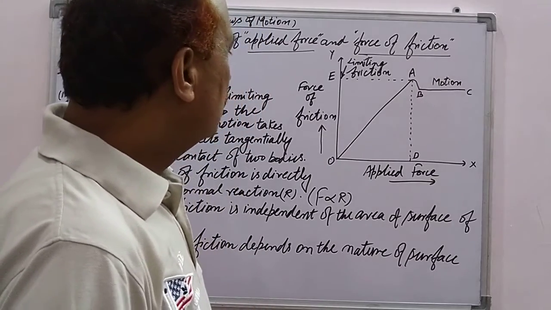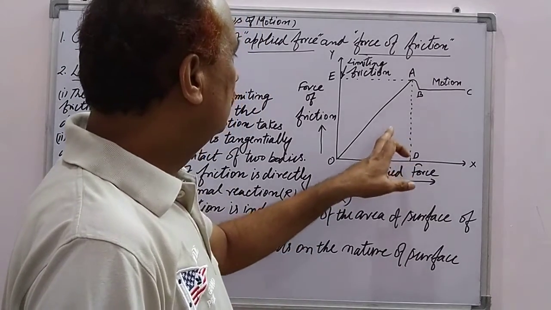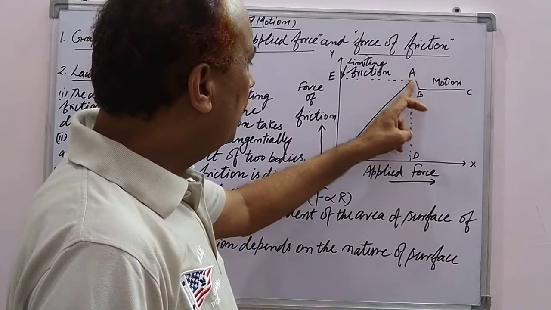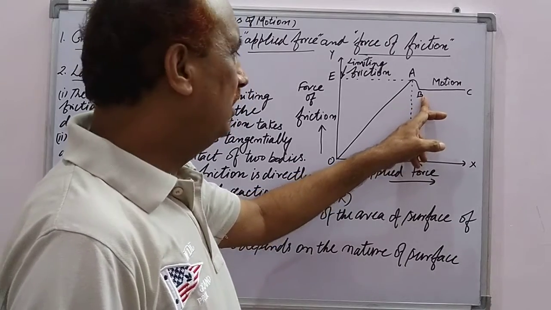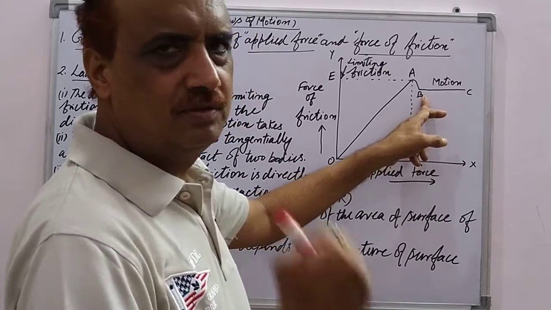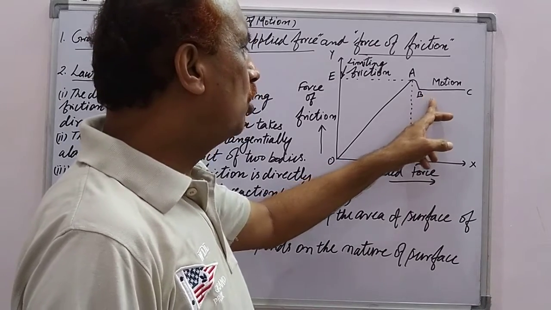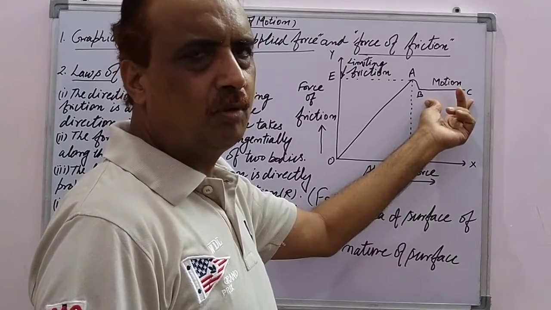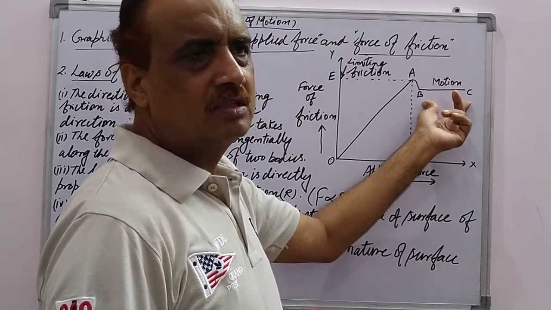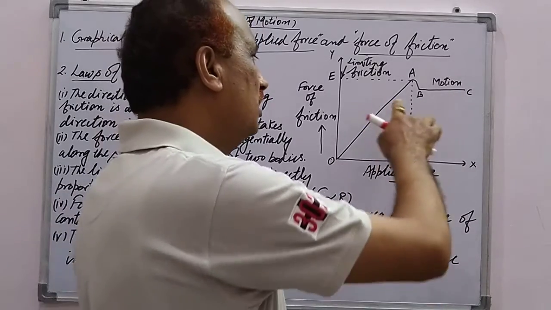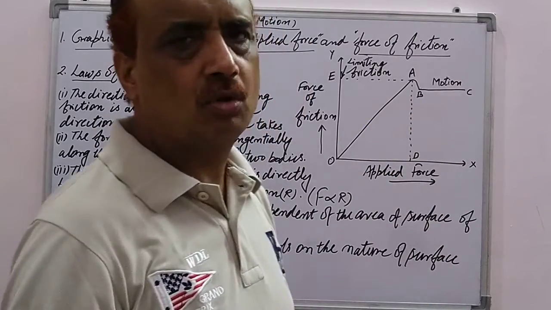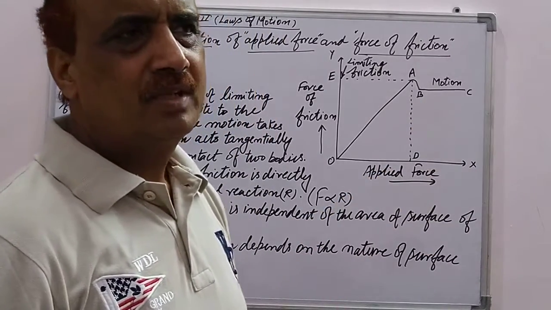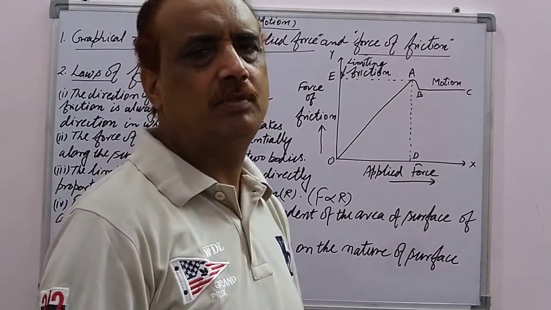Now when slightly more force is acting on the body, the graph will go from point A to point B, and in that situation the body just slides, and after sliding the body will come in motion. The BC graph represents the motion of the body. In that situation kinetic friction is acting, because once the body is in motion, it is rolling on the surface, and this BC graph represents the kinetic friction acting opposite to the direction of the motion of the body.